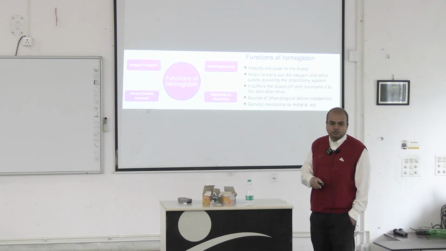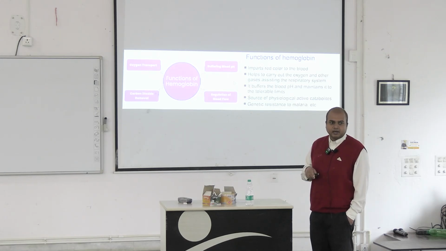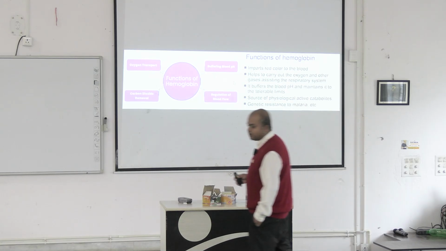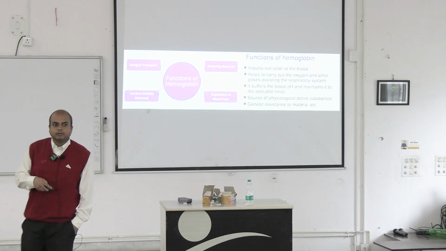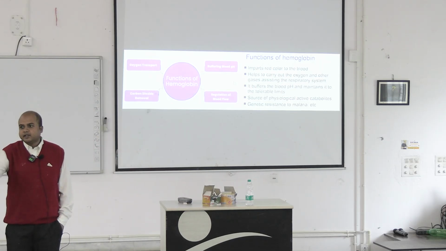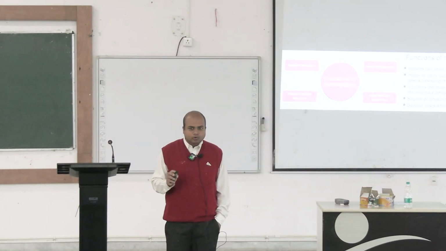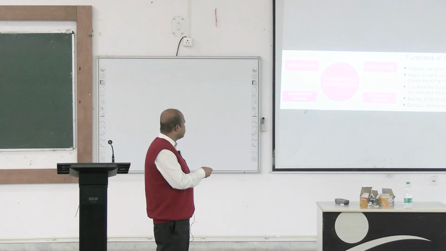Again, genetic resistance to malaria, we will talk about it next day. So, abnormal forms of hemoglobin like HbS have genetic resistance to malaria, but that should not be called a function of it. Do you get it? Whatever is happening due to some disease, they are becoming genetically resistant to malaria. That is an advantage of having something called sickle cell anemia, but that should not be called a function of hemoglobin. Okay, so concentrate mainly on these four.